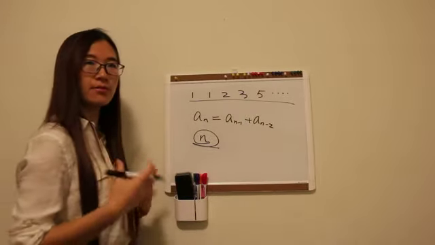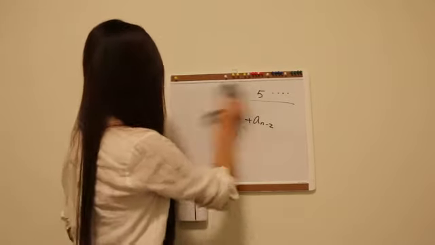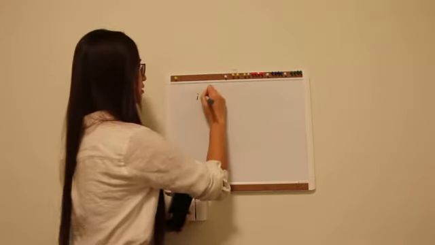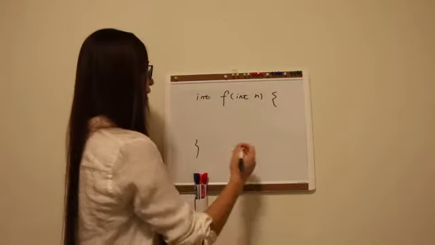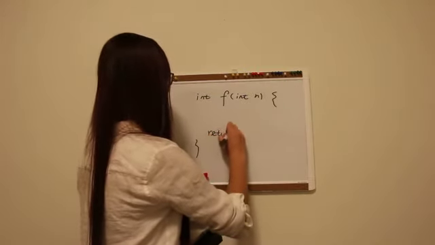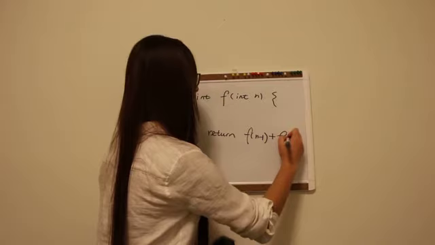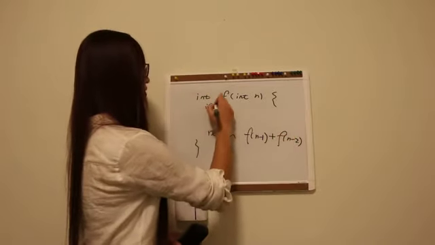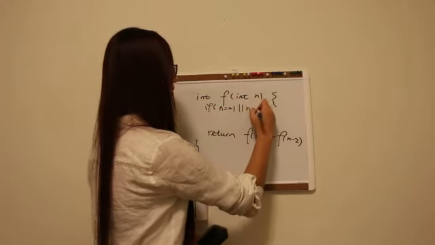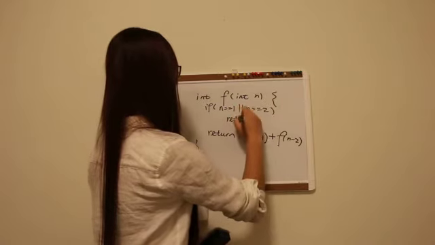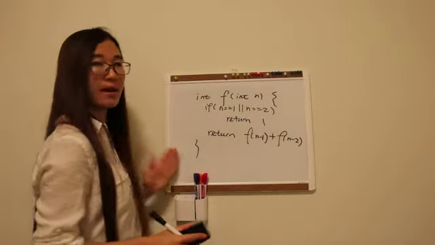An easy way to compute this problem is to use recursion. Suppose we have a function which takes n as input, and we can simply use recursion, which returns f(n-1) plus f(n-2). And we also have some corner cases: when n equals 1 or n equals 2, it simply returns 1. So what is the efficiency of this algorithm?